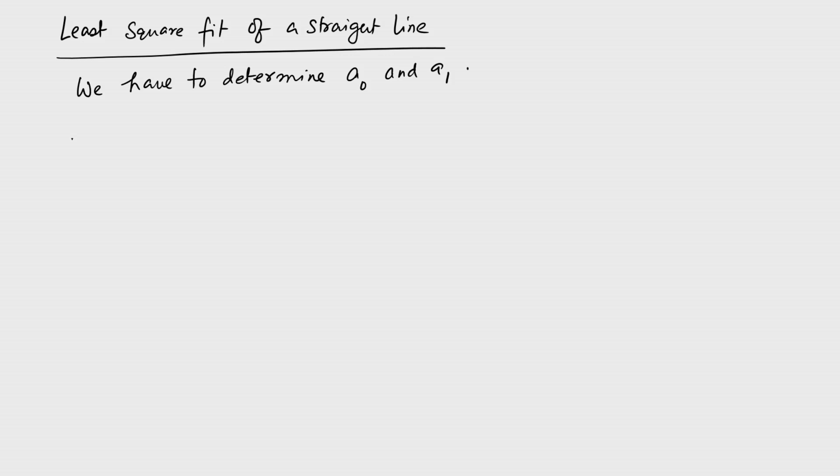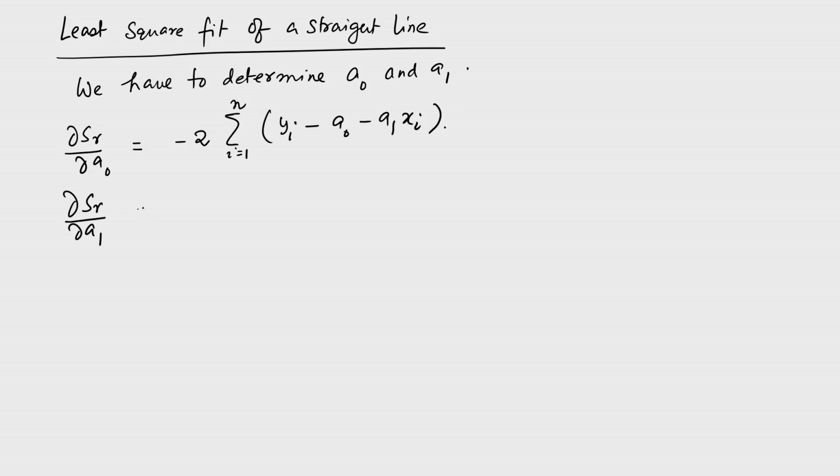So, the way we do that is that we take partial derivatives of this SR with respect to A0, which simply gives minus 2 sum over i equal to 1 to n of y_i minus A0 minus A1 x_i, sorry, A1 is the slope, and so on. And if you take a partial derivative with respect to A1, then it is minus 2 and there is an x_i, and it's y_i minus A0 minus A1 x_i.